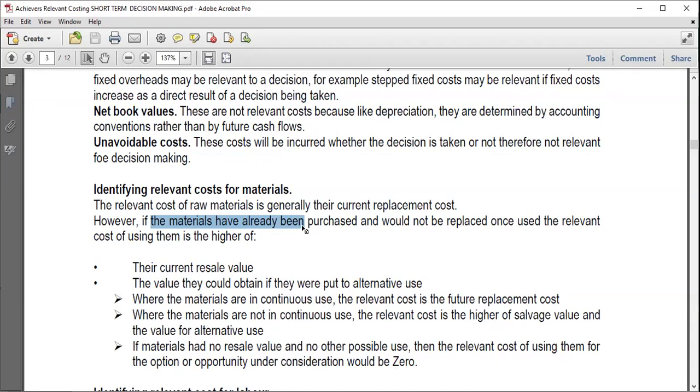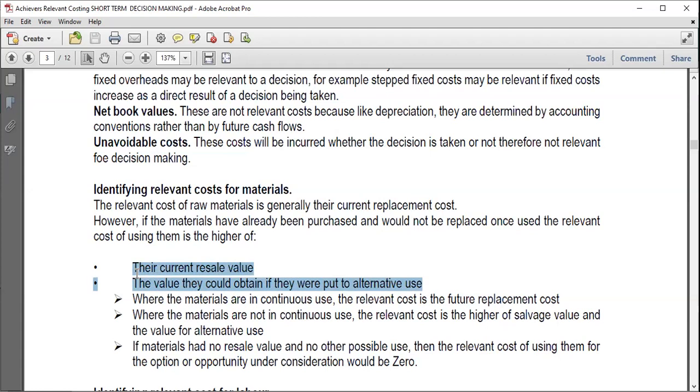that we are going to use in this order, had already been purchased and will not be replaced once used, maybe it's specific to that. So we are trying to look at their current resale value: how much can we resell these materials, just in case we don't use them for this order. And the other that we are also looking at is what value can we obtain if we put this to alternative use.